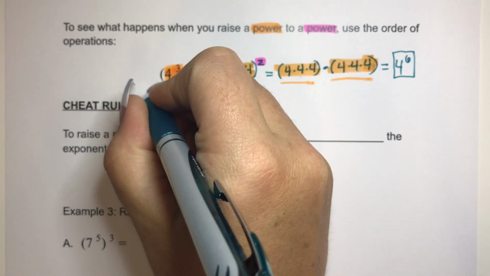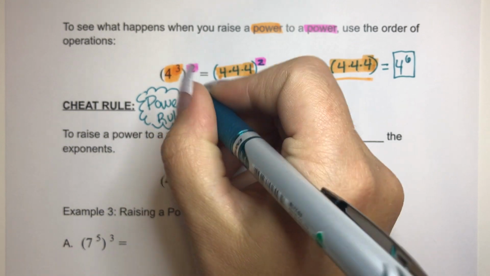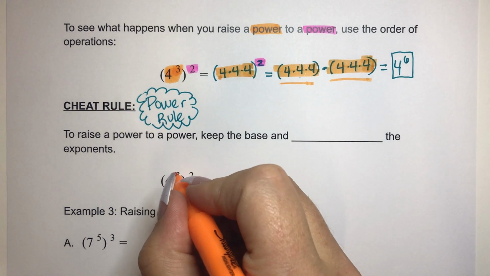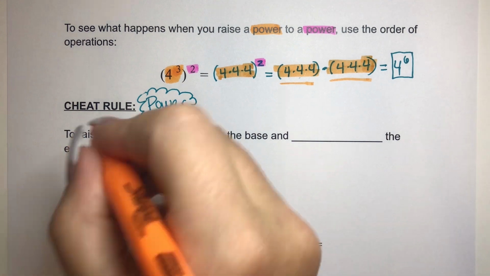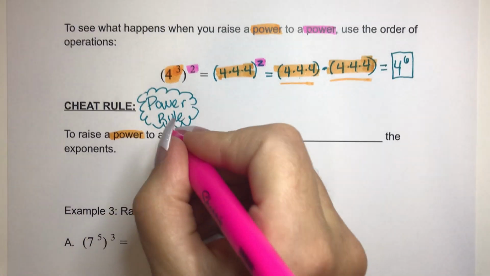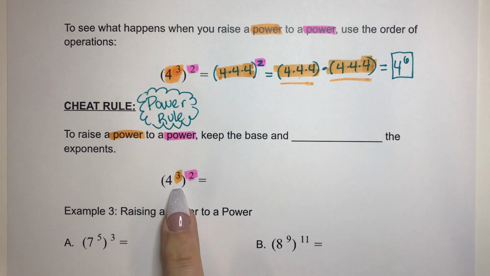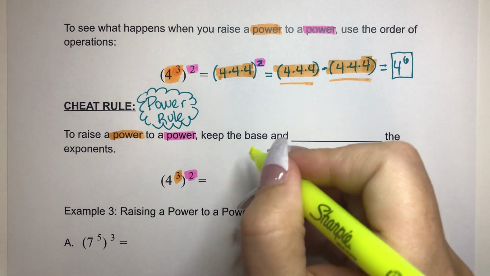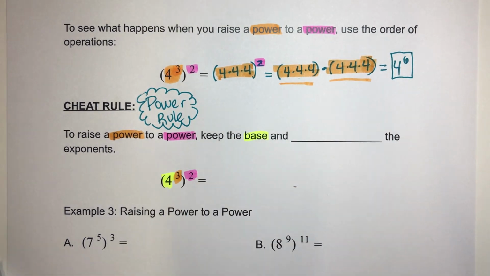And what it says is to raise a power to a power, where's my pink? To a power here, okay? And it's really important to know how to identify. We have that parenthesis that just separates both of those powers. It says keep the base. Okay, I can do that.